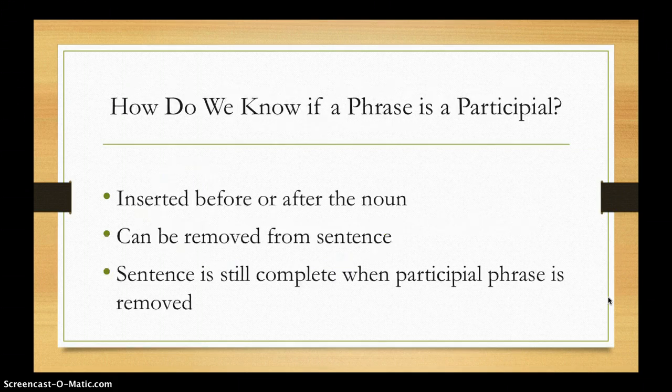So how can we be sure if a phrase that's inserted in a sentence is for sure a participial phrase? We know for sure that a participial phrase is inserted before or after the noun in the sentence. We know that it can be removed from a sentence and the sentence is still complete even when the participial phrase is removed.